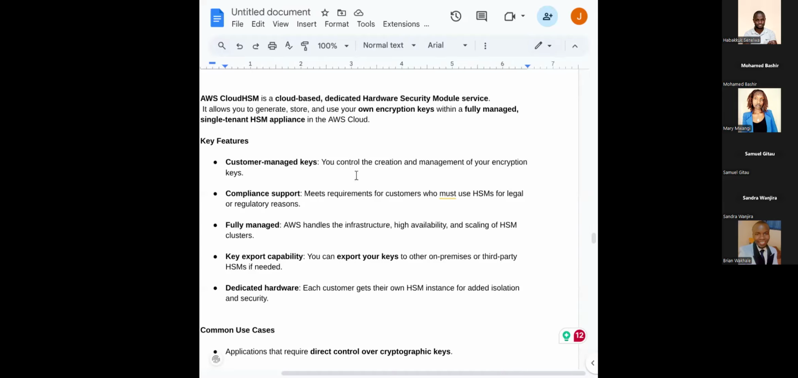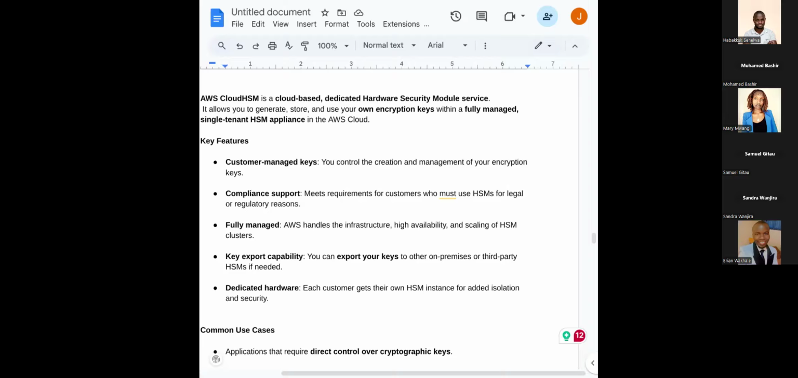module. So this means that one key is for one person. It cannot be used by multiple people because it's for protecting your keys. And the key features: number one, customer managed keys. When you come to learn about the services, you're going to learn about customer managed and AWS managed keys. For example, S3 can manage its own keys. But now for HSM, you manage your own keys. You create your own keys and you manage them.